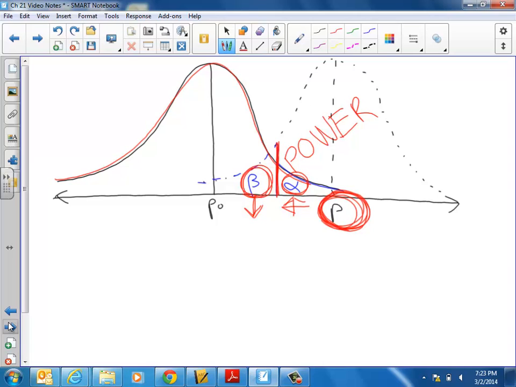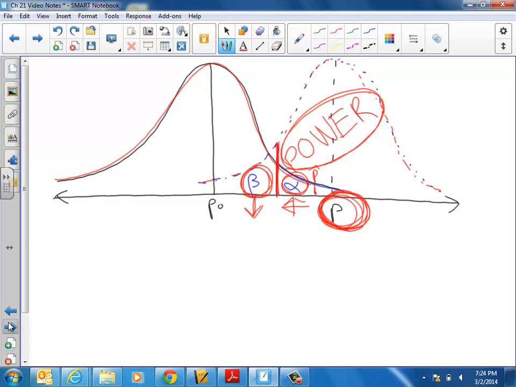Power, right over here, again, remember, is the probability that you correctly reject the null hypothesis when the null hypothesis is false. So let's say this dotted bell curve right here is actually the true bell curve explaining how samples behave. If you have a sample proportion all the way over here, then you're going to correctly reject the null hypothesis.